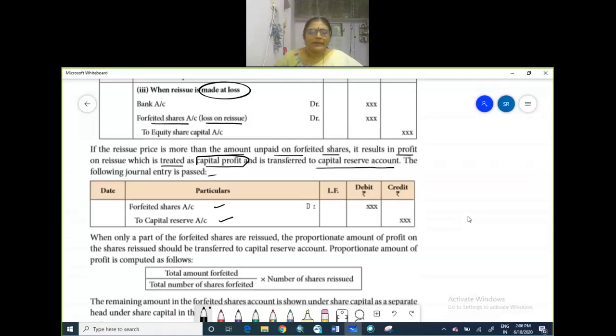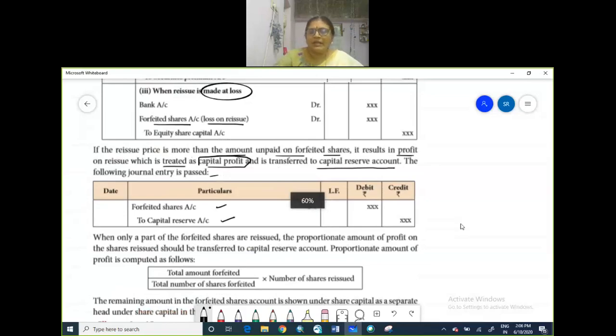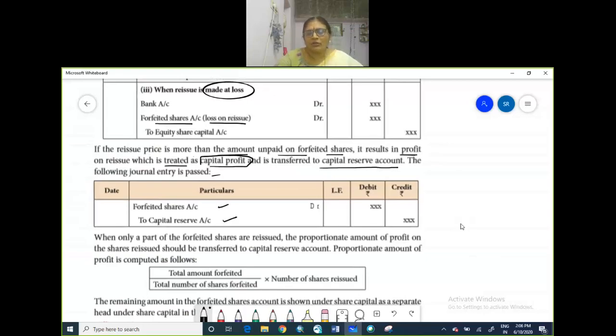For example, imagine you have 100 shares forfeited. Sometimes all the shares will not be reissued. The company will forfeit 200 shares because the shareholder has defaulted and has not paid the call money, but it need not reissue all 200 shares, maybe only 100. Then how do we calculate the profit and the loss? When only a part of the forfeited shares is reissued, the proportionate amount of profit on the shares reissued should be transferred to the capital reserve account.